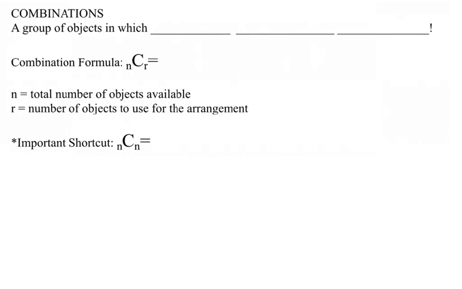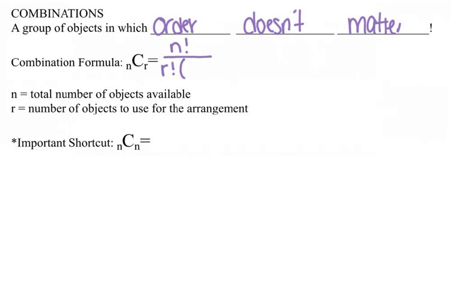Alright, combinations are something that you should be pretty familiar with. Combinations are a group of objects in which order doesn't matter. So this is going to be more random than a permutation would be. Here's the formula: n factorial divided by r factorial times (n minus r) factorial. n still stands for the number of objects available, and r is how many you want to use for the arrangement. And if you ever have n choose n, it's always going to equal 1.